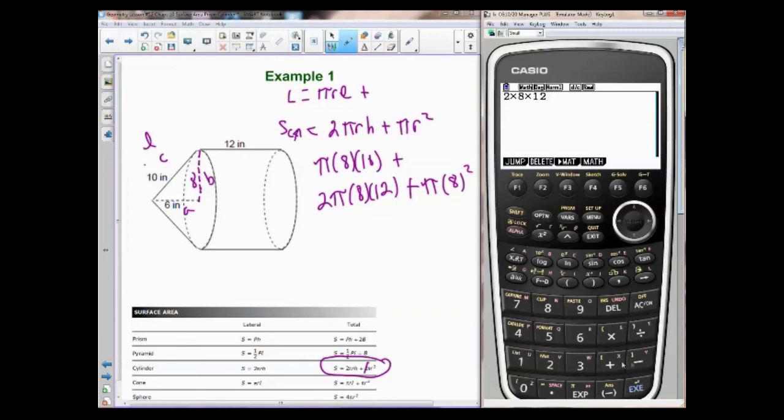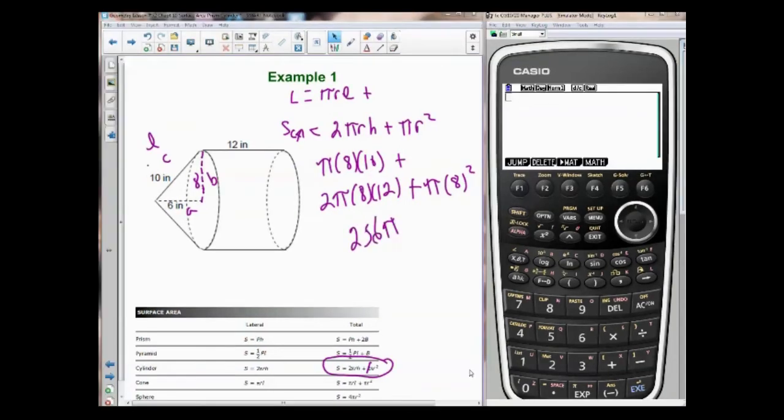The calculator does exactly what you tell it to, so you always have to think about what you're doing. And see, I'll do 8 squared this time. Boom, 256. Don't forget your pi. So 256 pi. Silly me, I've got to add this part into it. I just found my cylinder part. I've got to add the cone part in. So let me go ahead and do that.